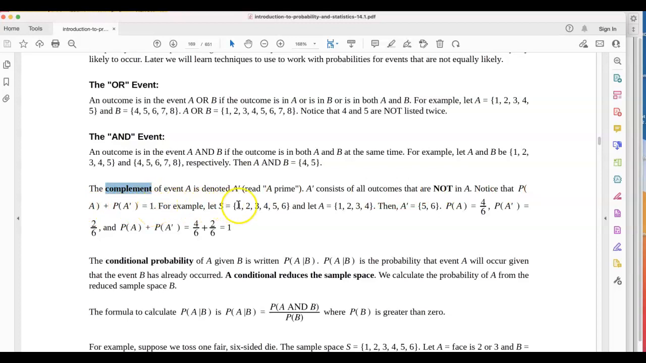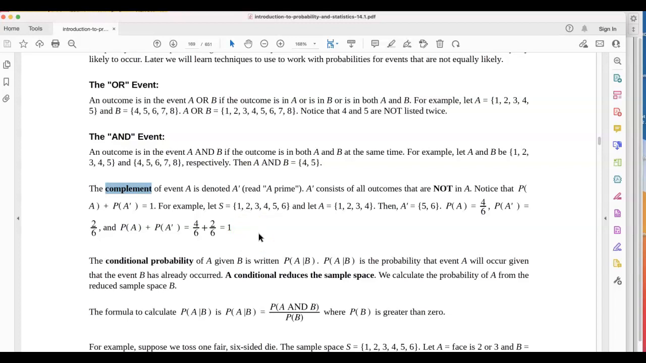So if we let the sample space be the numbers 1 through 6 and A is 1 through 4, then the complement would be 5 and 6 because that's not in A, but it's in the whole sample space. The probability of A is 4 out of 6. The probability of A complement would be 2 out of 6, and if you add those together you get 1 or 100%. So those things can happen when we're dealing with probability.